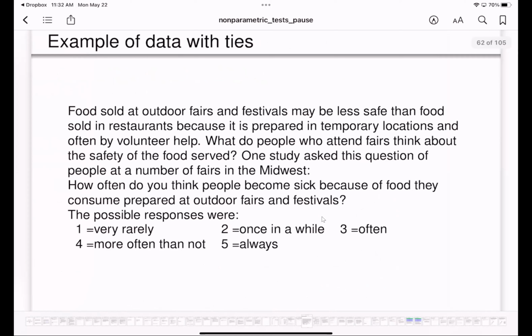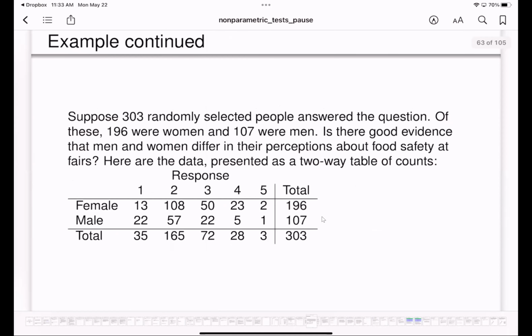Here, let's consider we have data collected, and the possible responses are: 1 means a person thinks that it very rarely will make people sick, 2 means the person thinks that once in a while it could make people sick, and 3 means it often makes people sick. This is people's perception of how safe the food prepared at these outdoor fairs and festivals is. So those are the possible values recorded from the participants, and here are the data.